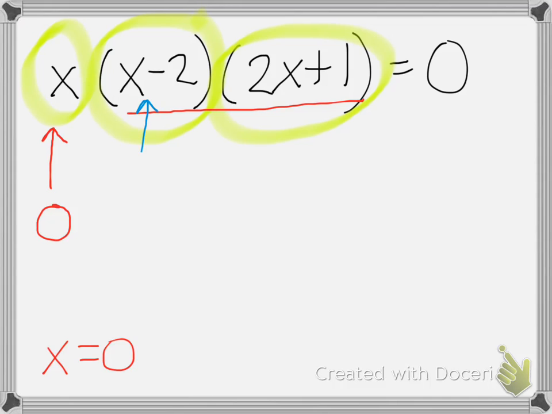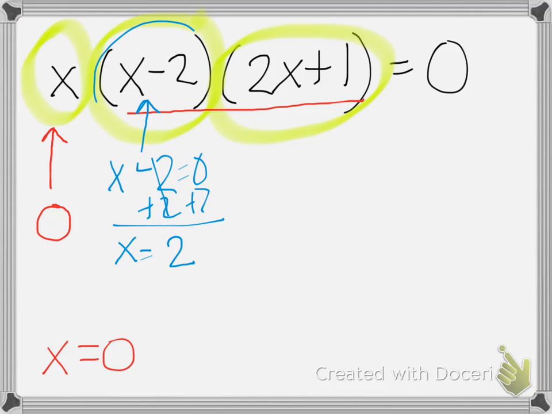What makes this one 0? X minus 2. What makes that 0? Well, I can add 2 to both sides. Well, 2 would make this circle 0. And if this circle's 0, you don't care about any of the other circles because they're all going to make 0. So x equals 2.